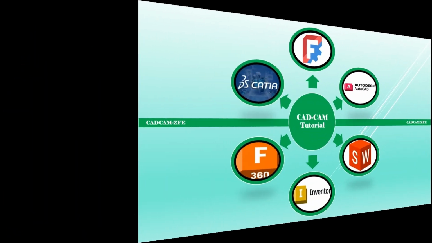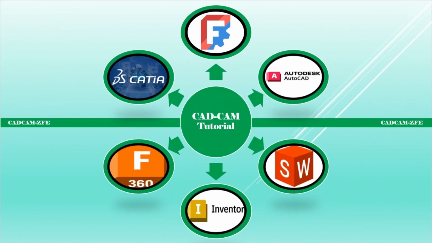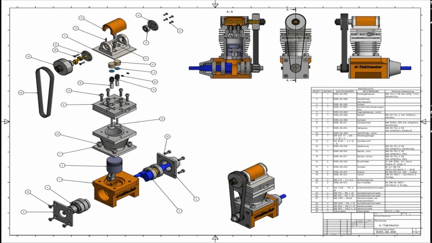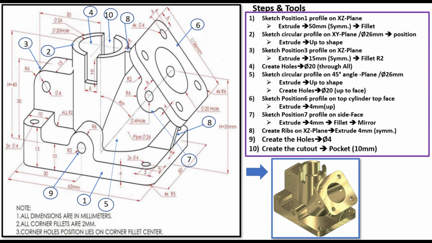In this tutorial, you learn, in addition to the FreeCAD sketching, also about the application of FreeCAD tools like Extrude, Hole, Pocket, Mirror, Datum Plane, and Fillet. This is the exercise for today. We convert this 2D drawing step by step into this 3D solid part. There are several ways or steps to create this 3D solid part. These are the steps and the tools that I used to create this 3D solid part.